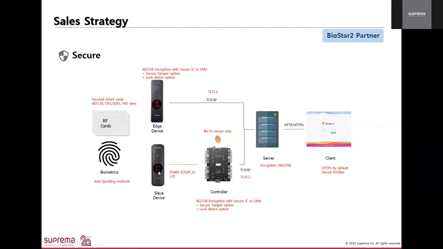The communication between the slave unit and the CoreStation is RS-485 or OSDP SCV2. And of course, if you have a smart reader or edge reader connected to your network back to the server, the security for that connection as well is TLS 1.2. And then you have the different cards that would have templates on the cards or even an anti-spoofing method. You have a secure smart card, which is then encrypted with AES 128. You have DES, 3DES, and then HID SEOS.